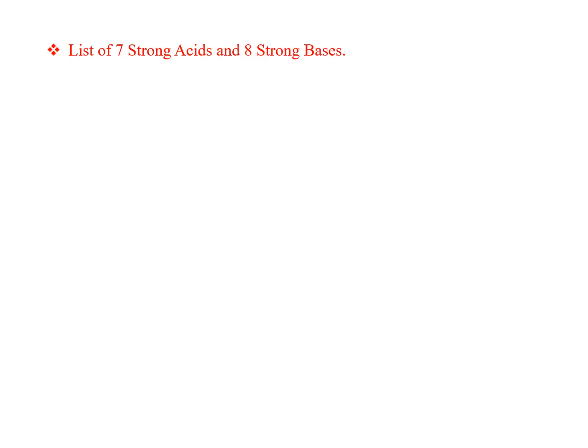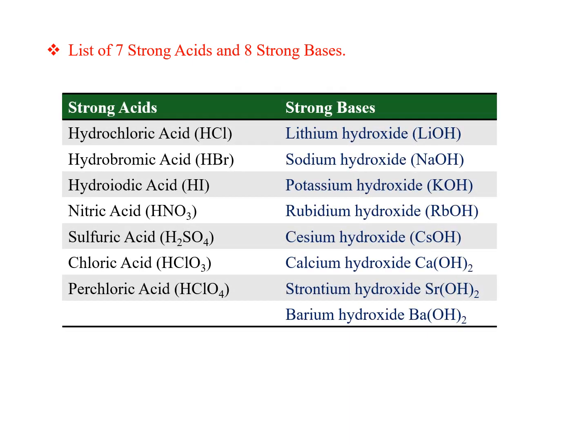Now what are the strong acids and the strong bases? There are 7 strong acids and 8 strong bases. Strong acids: hydrochloric acid, hydrobromic acid, hydroiodic acid. In addition to these hydrohalic acids, nitric acid, sulfuric acid, chloric and perchloric acid. These are the 7 strong acids. All the other acids should be weak acids.